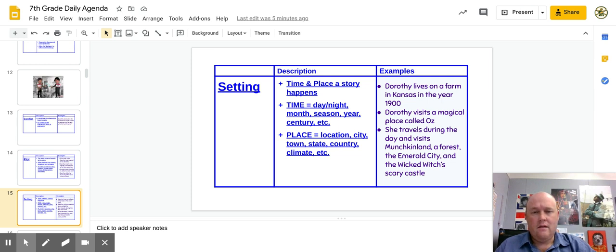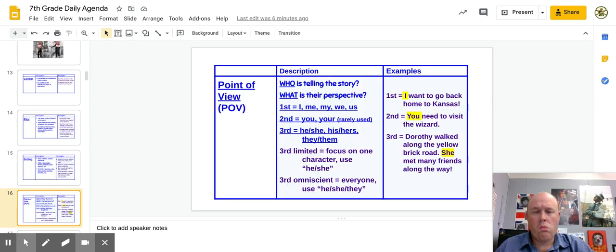The setting is basically the way things are at the beginning of the story. It's the time and the place that a story happens. So the setting for The Wizard of Oz is that Dorothy lives on a farm in Kansas. She visits a place called Oz. Okay, that's the setting. The point of view is who is telling the story and what is their perspective.